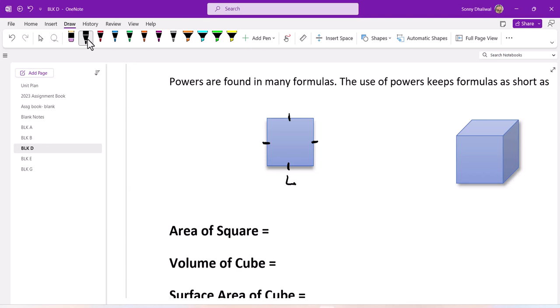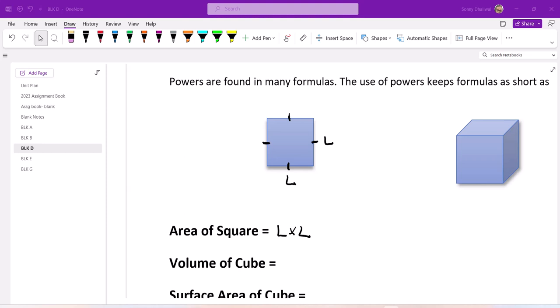You said length and width. Since squares have both sides the same size, I'm going to say length and length. So the area of a square is length times length. That's the formula I taught you, or your other grade 8 teacher taught you. That is actually an exponential formula. You can say length exponent 2.